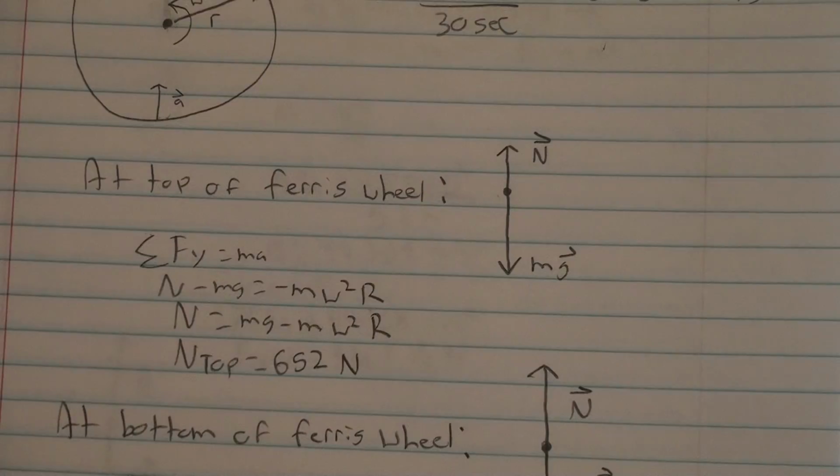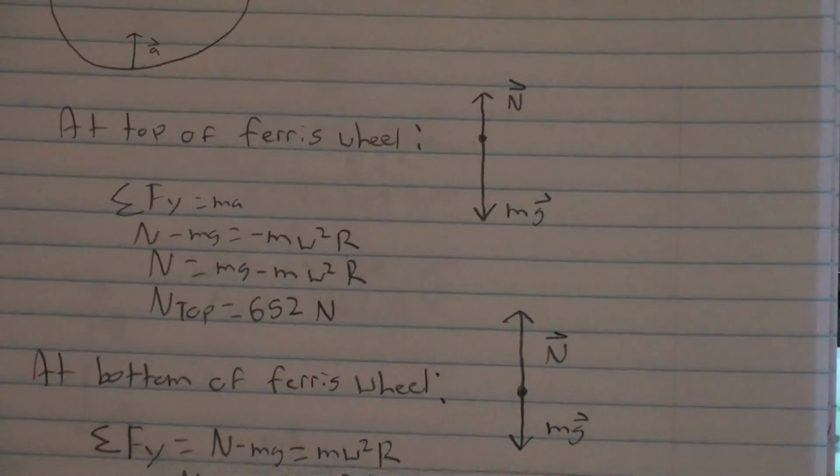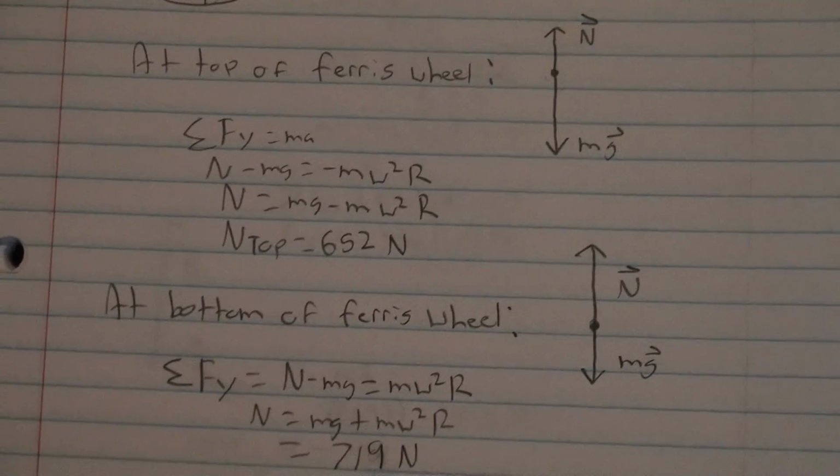So to find this force, I use the equation of the sum of the forces in the y direction is equal to the mass times acceleration. And then I used n minus mg is equal to negative mw squared times the radius. And then from there I use the formula n is equal to mg minus mw squared times the radius. And after plugging my values in for that, I get that the force at the top is going to be 652 newtons.